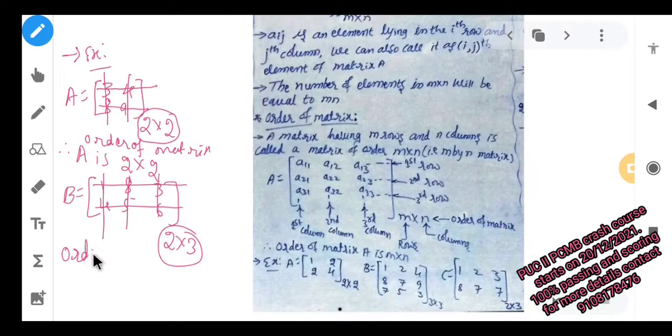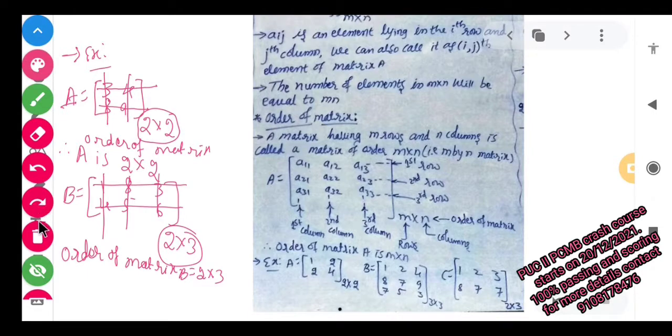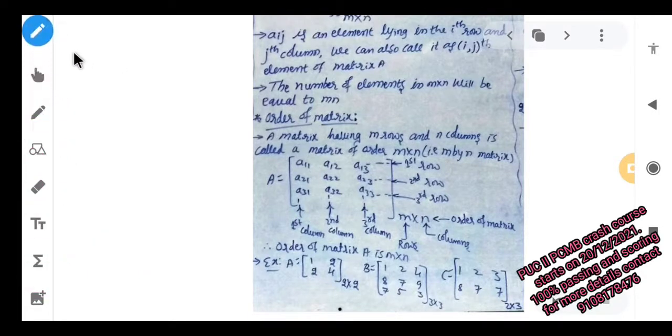So order of a matrix B. Order of a matrix B is what it is? 2 by 3. Okay. So one more you can consider. I hope everybody understood concern to the first A matrix order, B matrix order also. Let us see one more. Consider C matrix here. I am going to take it as 2, 3, 8, 4, 7, 9, 1, 2, 4.